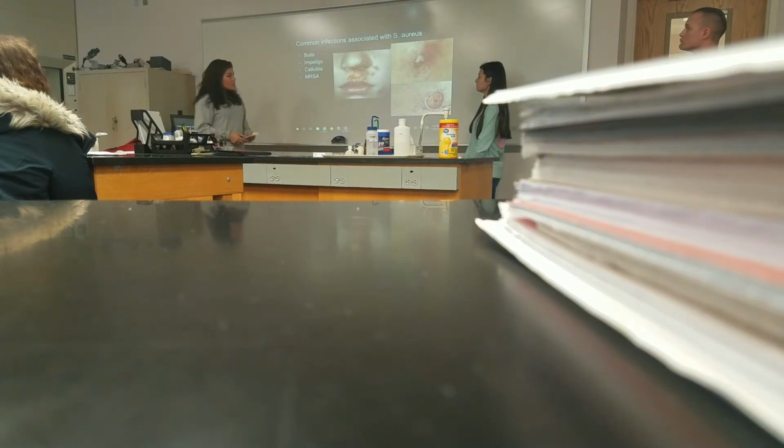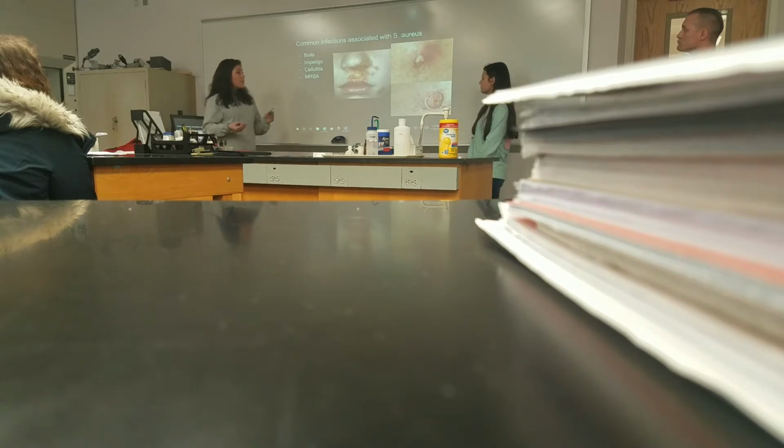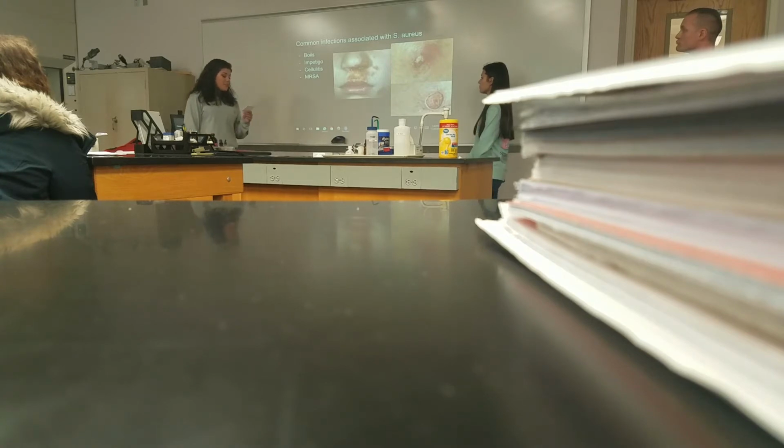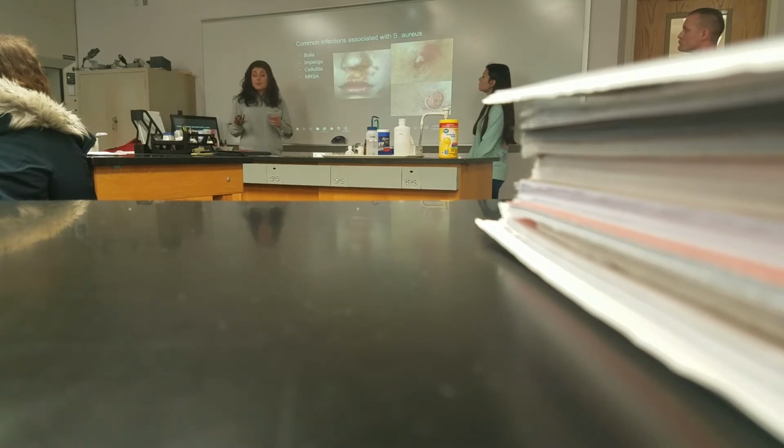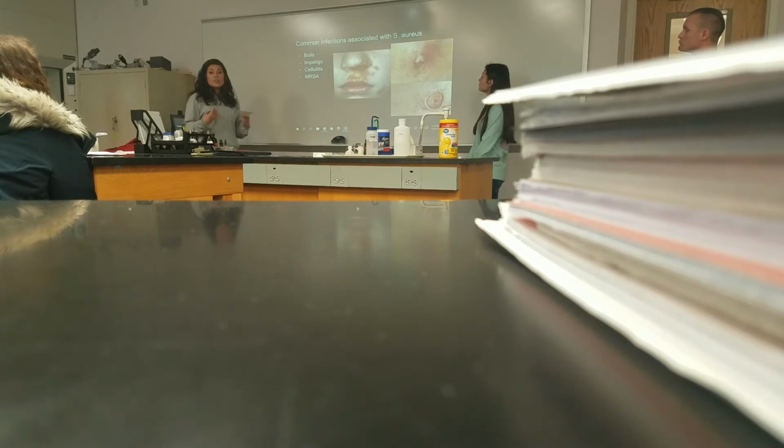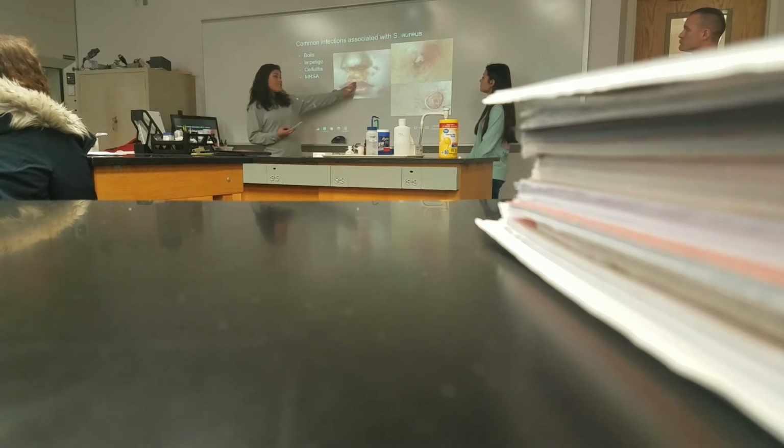Some common infections that are associated with Staph aureus include boils, which are a pus pocket that develops in a hair follicle or oil gland, which is commonly found underneath the arms, in your groin, or your buttocks. Impetigo is another common staph infection. It is a highly contagious rash, which usually includes oozing blisters that crust over, as you can see in the picture, with this yellow honey-looking crust.